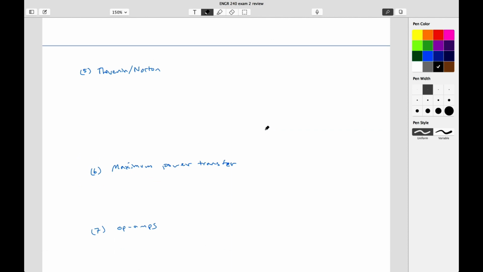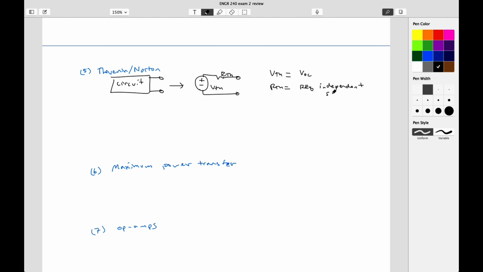All right, Thevenin and Norton. Remember that Thevenin tells us that if I have a circuit with two terminals, it can be represented as a voltage source with a series resistor. All right, V Thevenin and R Thevenin. And V Thevenin is equal to VOC, assuming there's nothing connected across those terminals. And R Thevenin is equal to REQ with all the independent sources off.